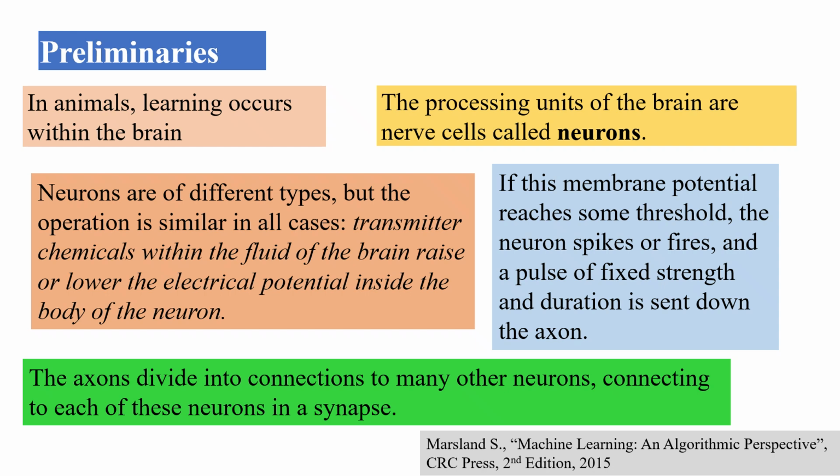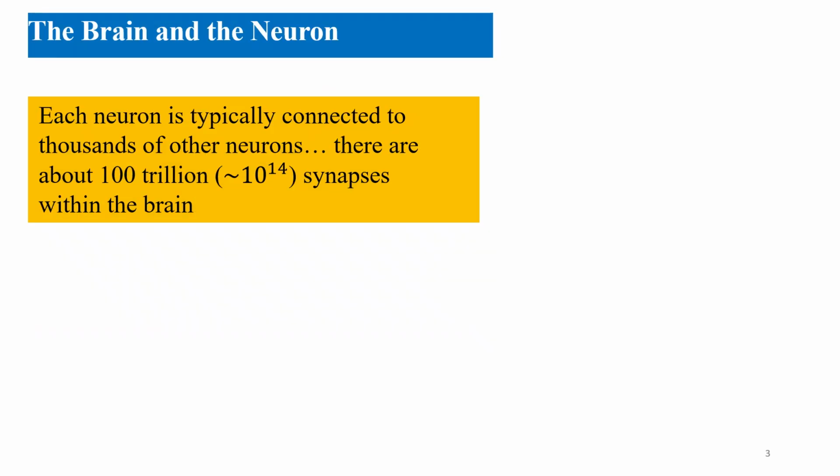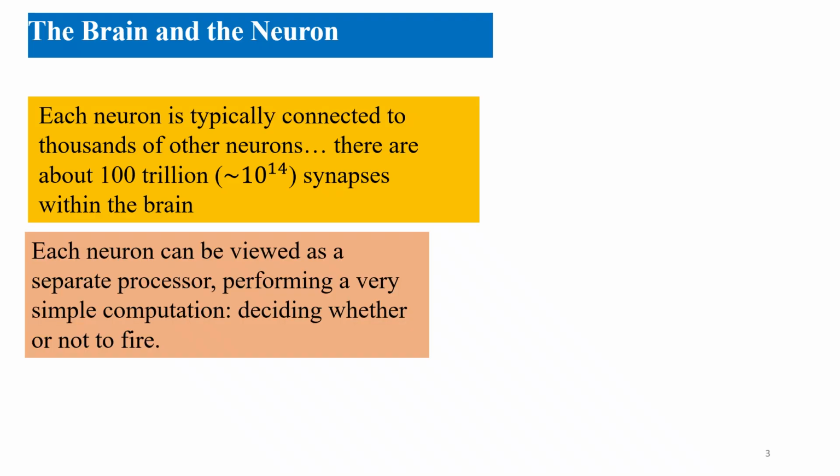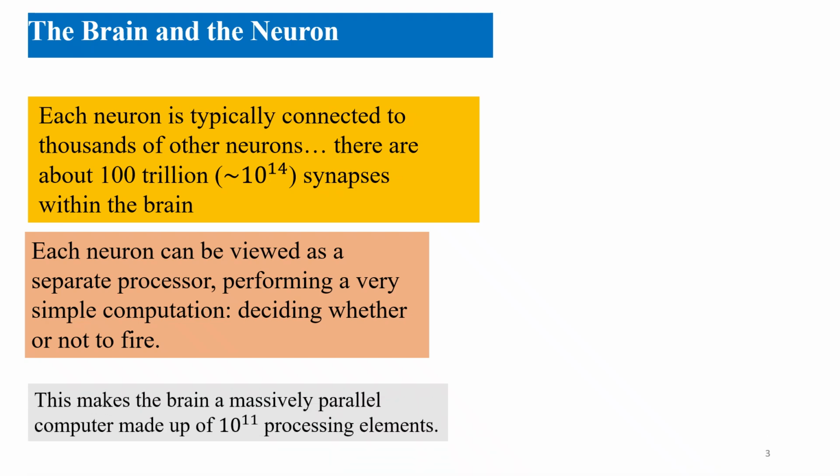Just to mention, most of the material from these slides is taken from this book by Stephen Marsland. So the brain and the neuron. A neuron is typically connected to many neurons, which is through almost 10 to the power 14 synapses within the brain. And each neuron is kind of a separate processor performing simple computations. And this makes the brain a massively parallel computer.